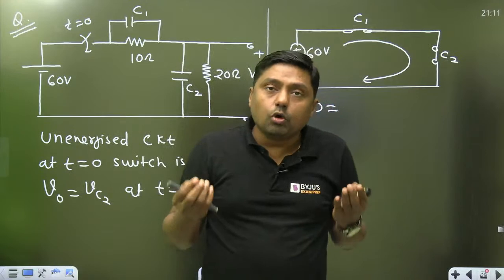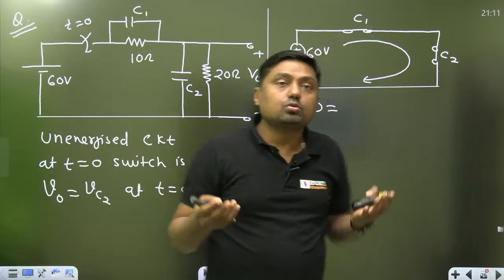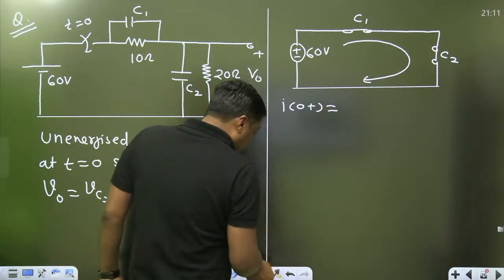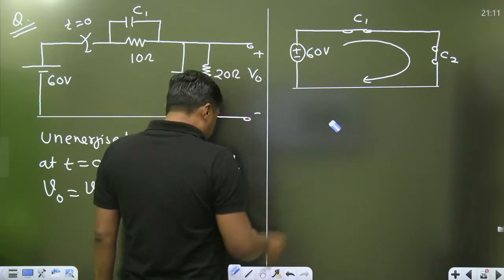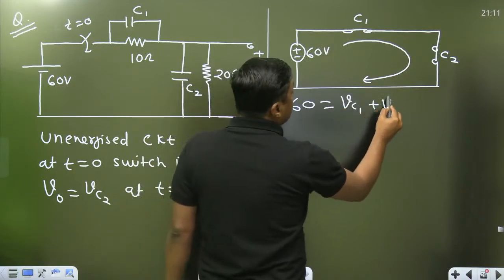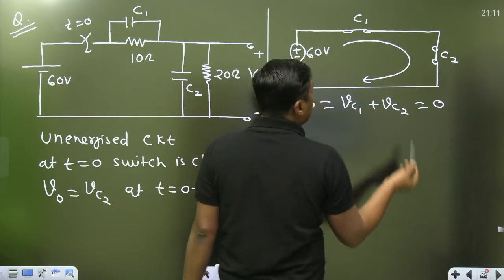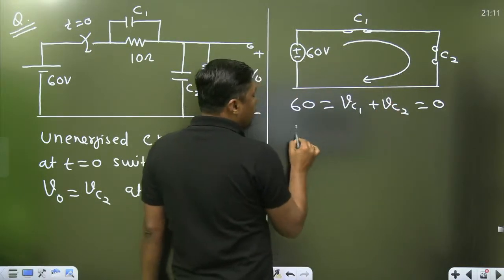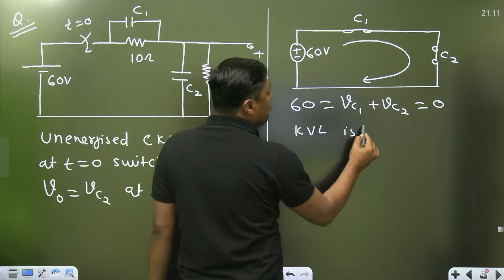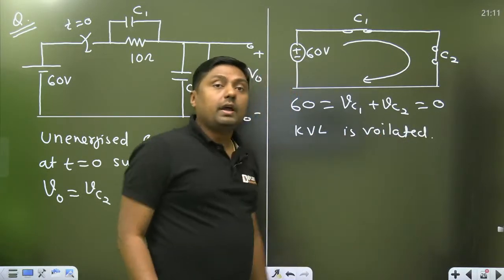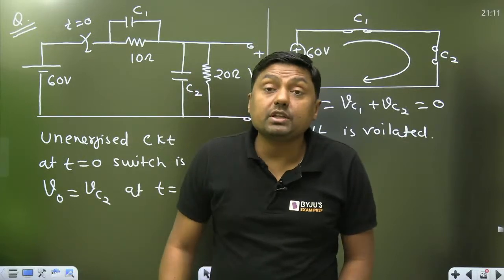If the voltage across both the capacitors is 0, so what about the KVL? We can write the KVL: 60 is equal to Vc1 plus Vc2, and that is equal to what? 0. How is it possible? KVL is violated. If the KVL is violated, then the capacitor will allow what?